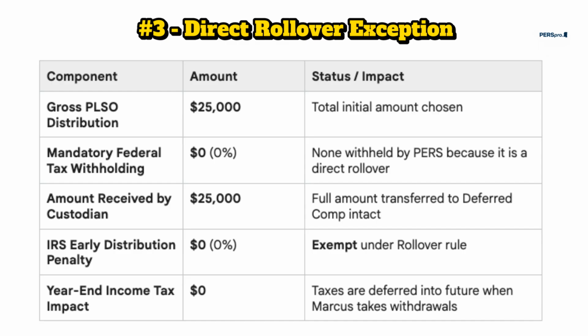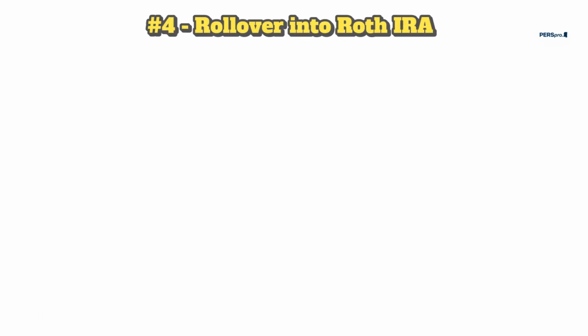The takeaway: Marcus successfully defers all federal income taxes and avoids all penalties for the time being. The money will only be taxed as ordinary income years down the road when he eventually takes standard withdrawals from his deferred comp account. However, an early distribution penalty could still apply to rollover amounts if Marcus withdraws those rollover funds from his deferred comp before age 59 and a half.